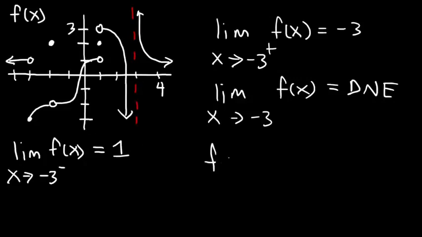Now what about f of negative 3? What is the value of the function when x is negative 3? To find it, identify the closed circle, which has a y value of negative 3. So this is it.